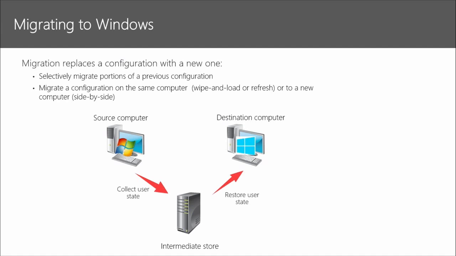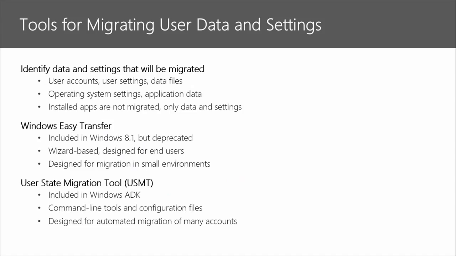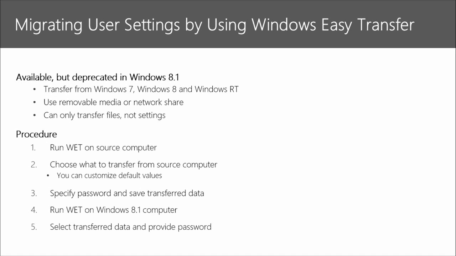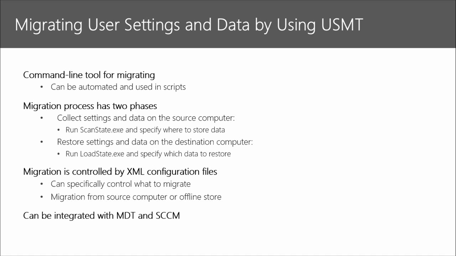So migrating to Windows just means you've got an old computer and you're migrating settings and files to a new computer. We've got two tools that can do that. You've got Windows Easy Transfer as a GUI tool, and you've got USMT, User State Migration, the IT Pro command line-based tool for large bulk migrations. We had a demo of that in the 687 course, so we'll just keep going. So there's a slide on Windows Easy Transfer. There's another slide here on USMT.